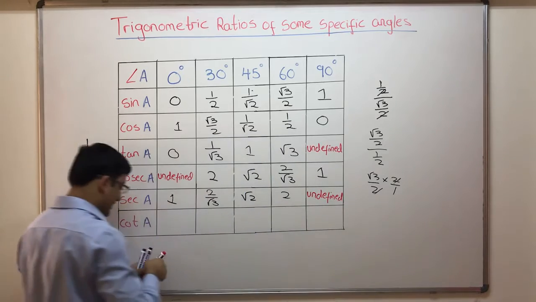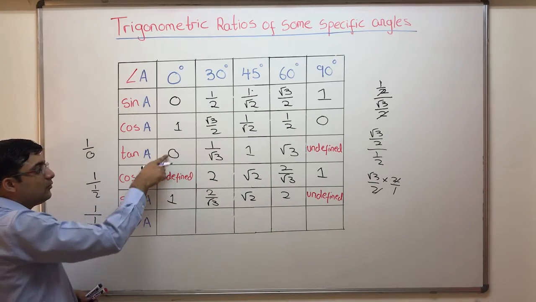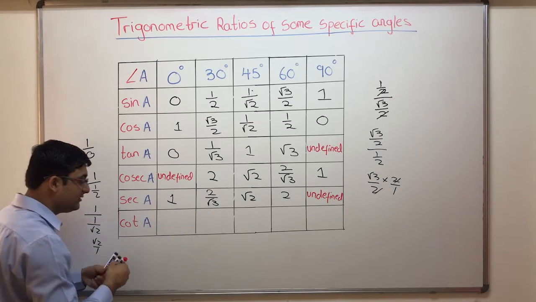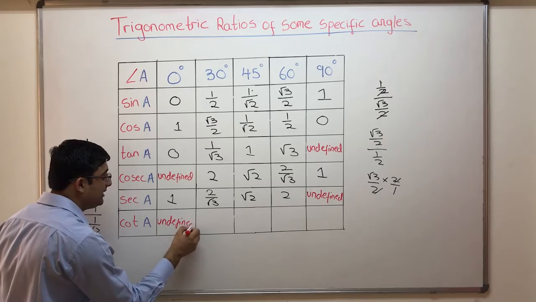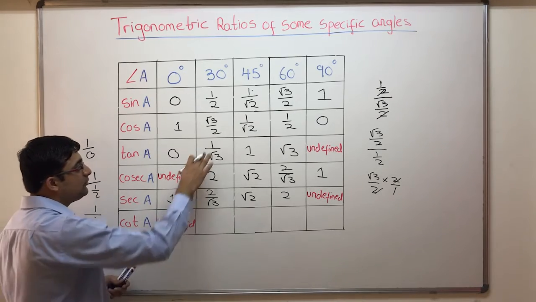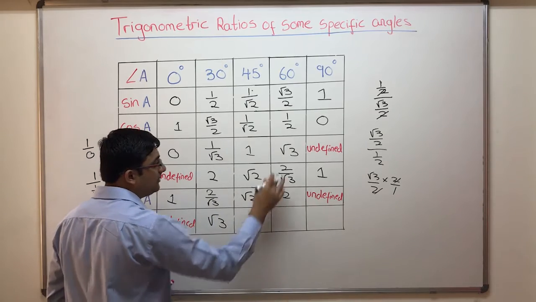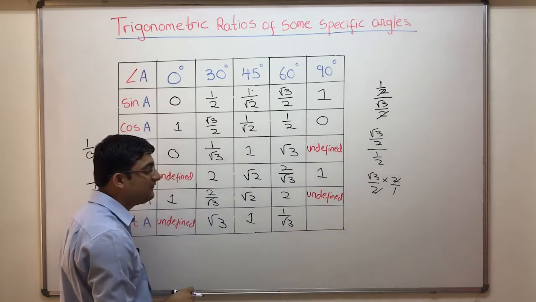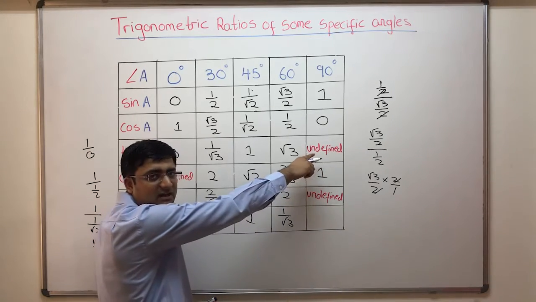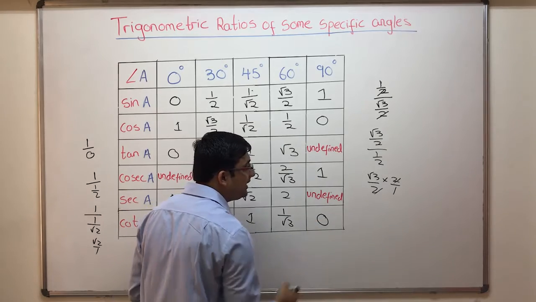Is this clear? Finally, we come to cot. What is cot? Reciprocal of tan. So 1 by 0. 1 divided by 0, undefined. So cot 0, so 1 by 0, that is undefined. Next, reciprocal of 1 by root 3, root 3. Reciprocal of 1, 1. Reciprocal of root 3, 1 by root 3. Now 1 upon undefined. So see, this is basically undefined. You can take it as infinity. So 1 upon infinity, we'll take this value as 0.